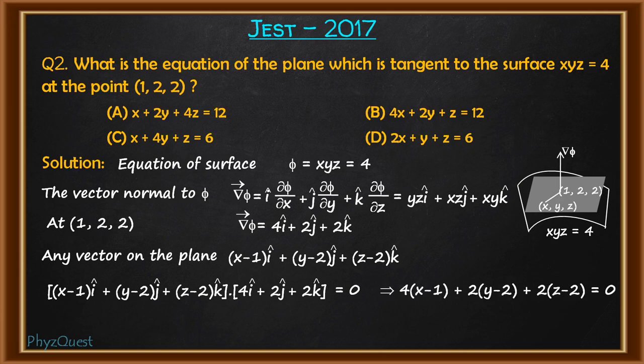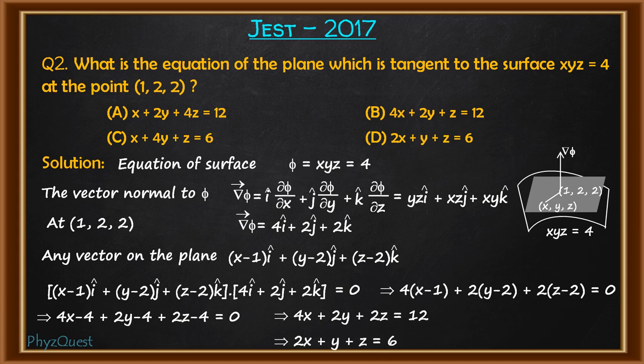So this will be equal to 4(x − 1) + 2(y − 2) + 2(z − 2) = 0 after doing the dot product. Now upon solving this, this will be 4x − 4 + 2y − 4 + 2z − 4 = 0. So if we take the numbers to one side and the xyz to the other side, this will be 4x + 2y + 2z = 12. And if we take 2 common and simplify further, this gives 2x + y + z = 6. And this is the equation of the tangent plane.